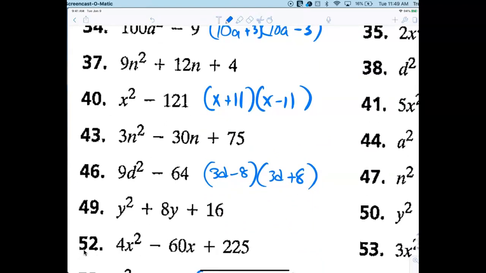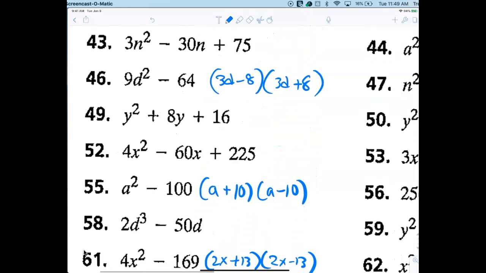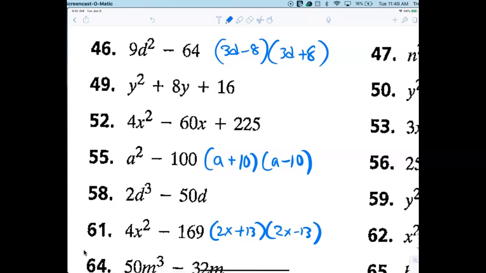Drew, go. You are awesome. Thank you. 3n plus 2 squared. Good little pattern. All right, so here we go. Mr. Varner, number 49. Y plus 4 squared. You are awesome. Thank you very much. That is brilliant. Y plus 4 squared.